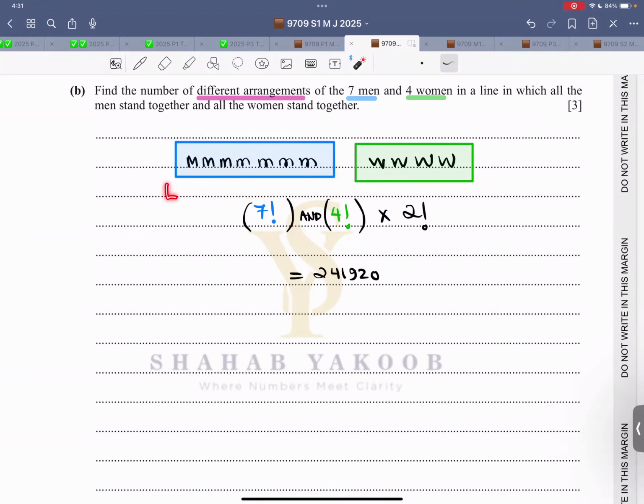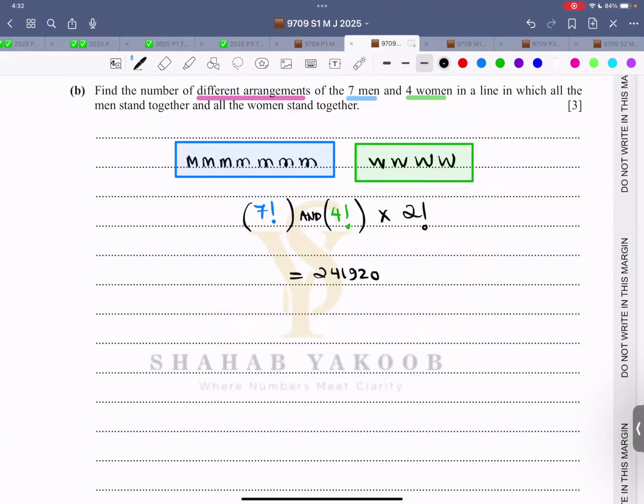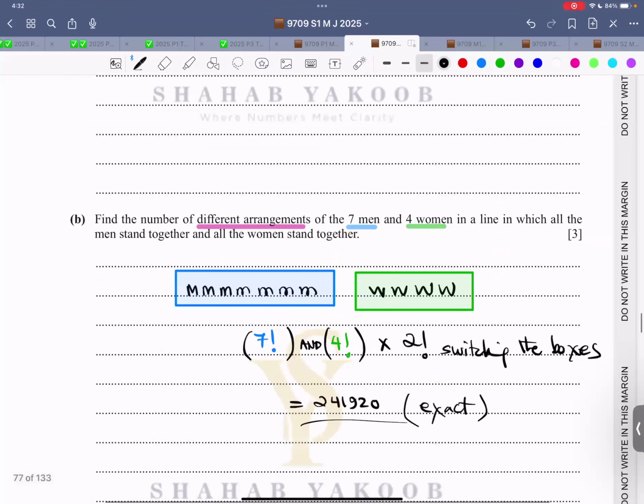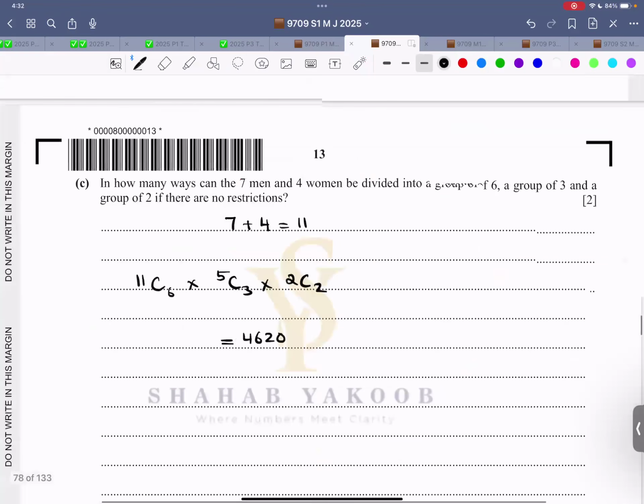But this box is on the left, this is on the right, so they can also switch places. So therefore 2 factorial for the switching, 2 factorial for switching the boxes. Now when we multiply, we get this big number. Again, this number is exact, no rounding off. All clear? The third one.